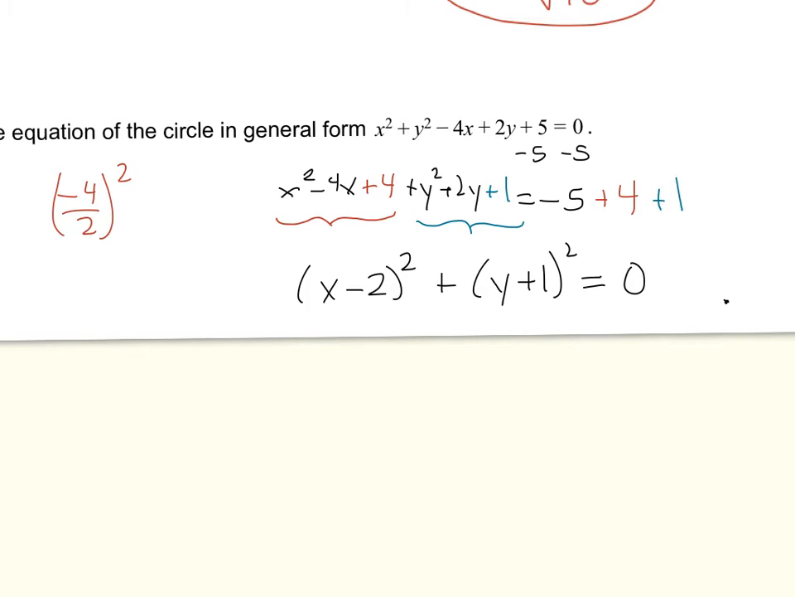So like I showed you on the quiz, the radius will not be 0, but the process you'd follow would be exactly the same.